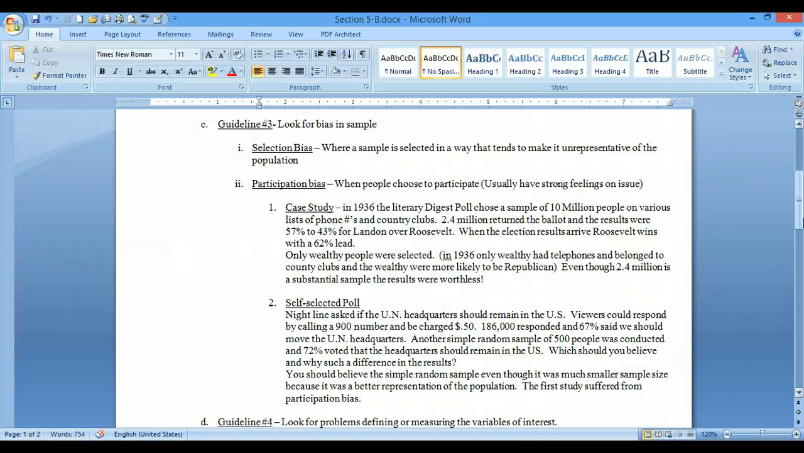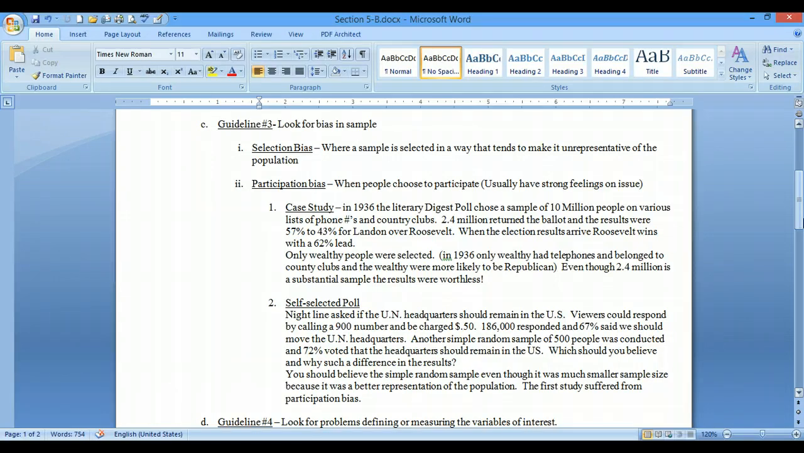Let's look at what went wrong here. They selected 10 million people, and 2.4 million was a large sample size, but these were selected through phone numbers and country clubs. In 1936, it was a very different time. Nowadays, if you were to get a list of phone numbers, then sure, it would be rather representative of the population. But in 1936, only the wealthy had telephones, and only the wealthy belonged to country clubs. And the wealthy were more likely to be Republican and thus voting for Landon. So even though we had a 2.4 million sample size, the results are absolutely meaningless because it wasn't representative of the population.